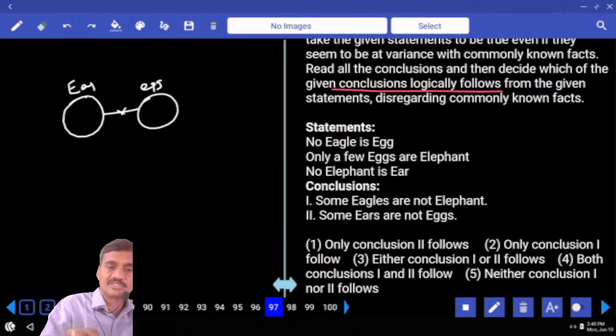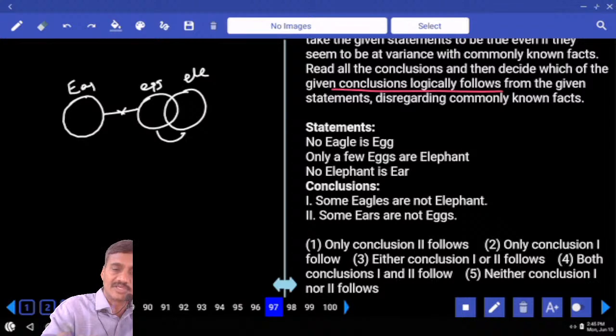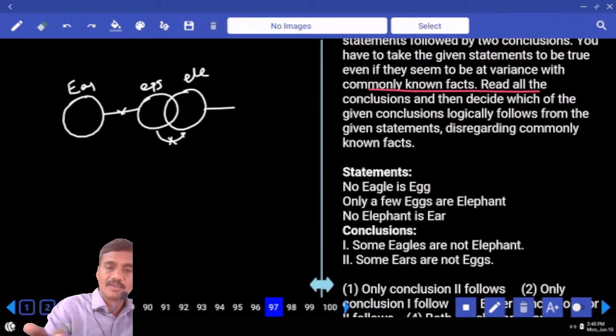And only a few eggs are elephant. Only some eggs are elephant, but not all. And no elephant is an ear. No intersection between elephant and an ear. Now this is the information we have.